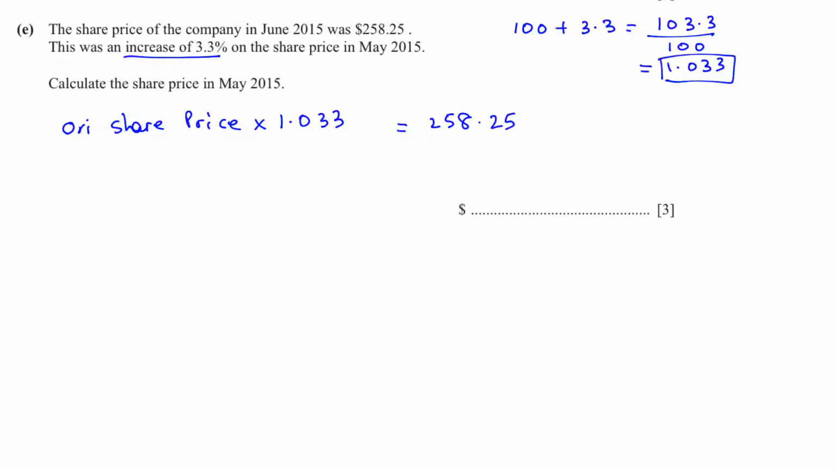And now when you bring the number to the other side, it will be divided. So 258.25 divided by 1.033 will give you your answer. That is $250. If there was a decrease, then we will subtract from 100. So 100 minus whatever the value is, and then divide by 100. Just a bit extra information.